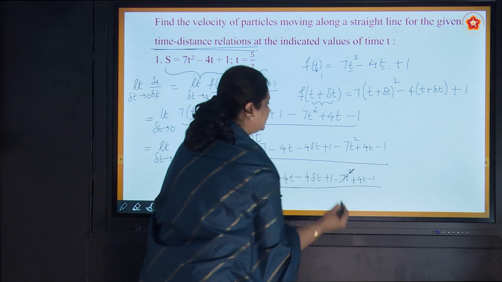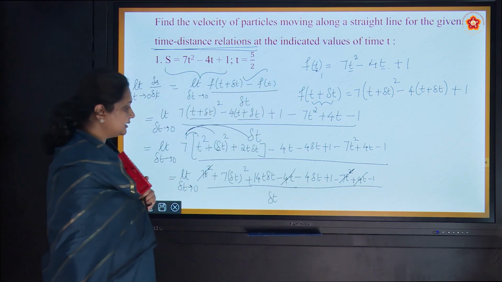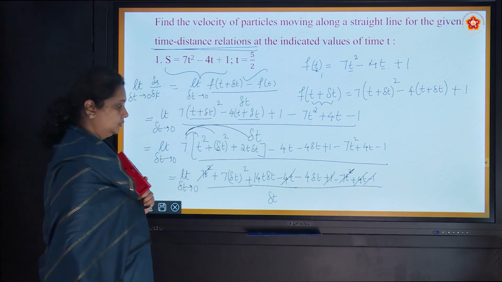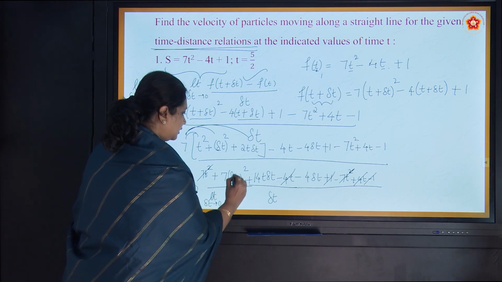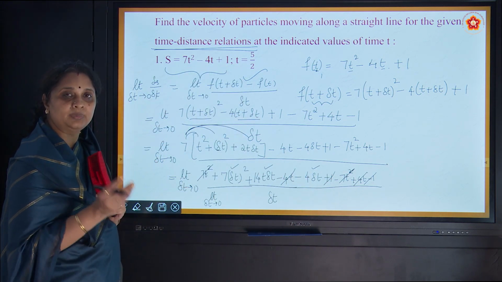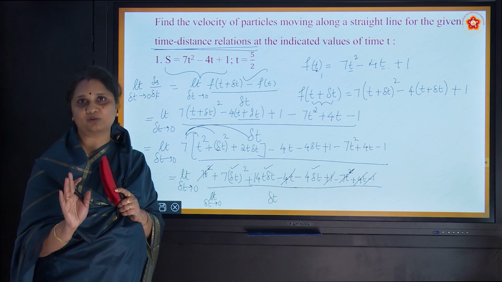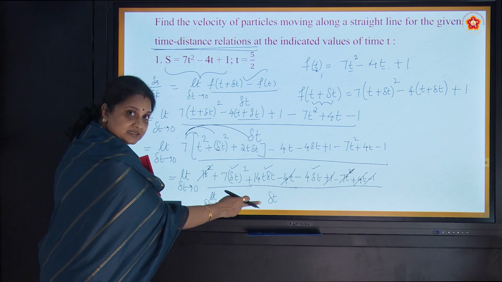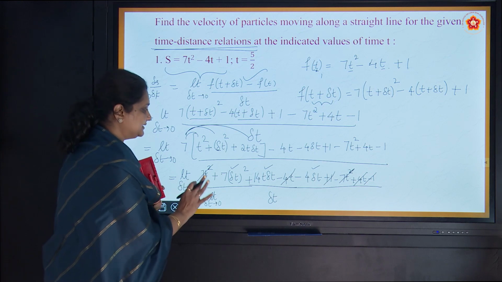So 7t square minus 7t square gets cancelled out. 4t plus 4t gets cancelled out. So what do I get? 1 and minus 1 goes off. So I'm left with limit delta t tending to 0. All the terms that are left have delta t common. Before we apply limits, it shouldn't lead us to a 0 by 0 form that we've already seen in previous chapters. So first let's eliminate that, because our denominator has delta t, which is tending to 0, and that will not give us a finite value. So let's see what we can do.